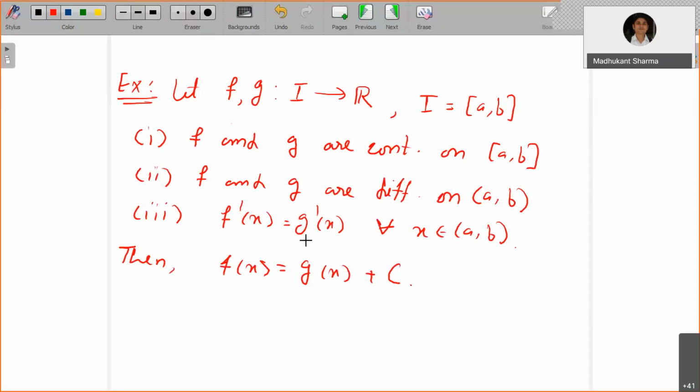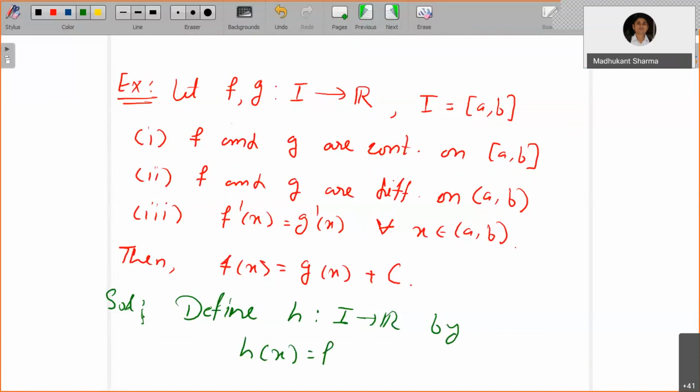Okay, so you can start with the definition. You can define the function h. I'm just giving you the hint for this case. You define a new function h from I to R by taking the difference of these two functions, f of x minus g of x, for x belonging to the closed interval AB.